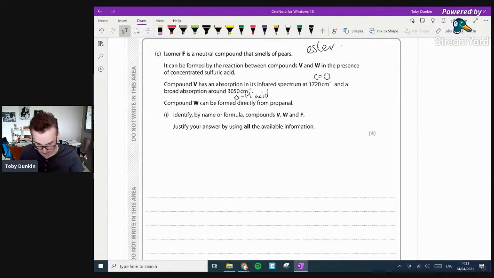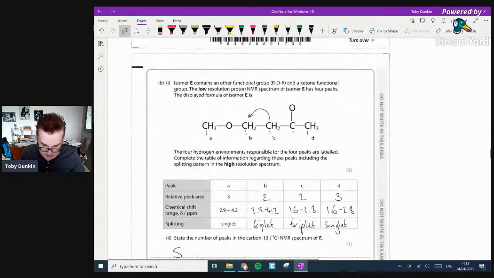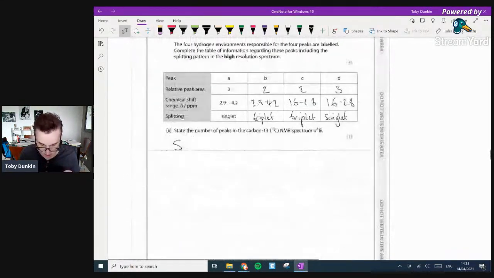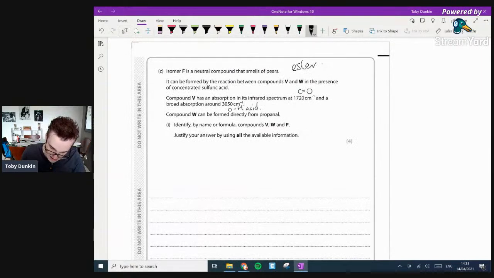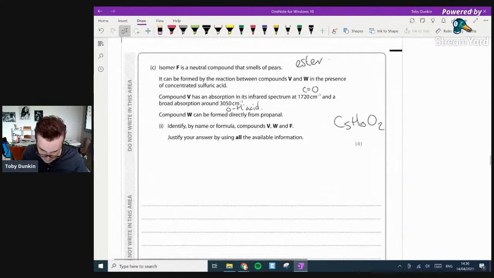Identify by name or formula compound isomer F. It's got the same carbons in it. Isomer F has C5H10O2. Ah, that's clever. Isomer F is a neutral compound that smells like pears. It can be formed by the reaction of V and W. Compound W can be formed directly from propanal. They've told us propanal.